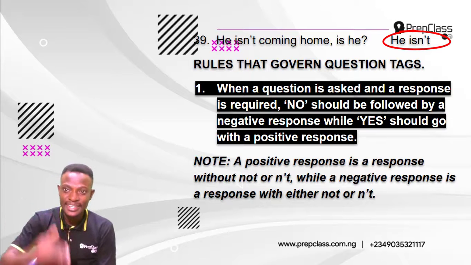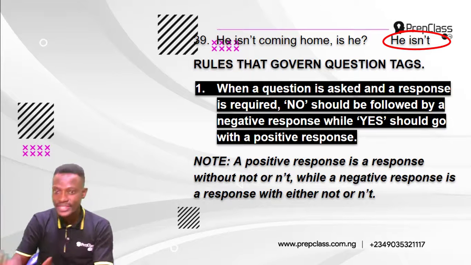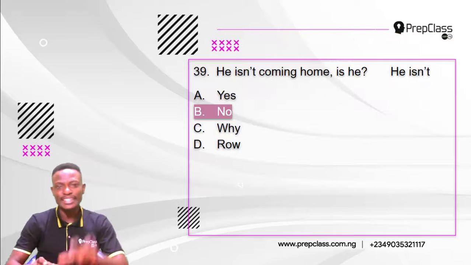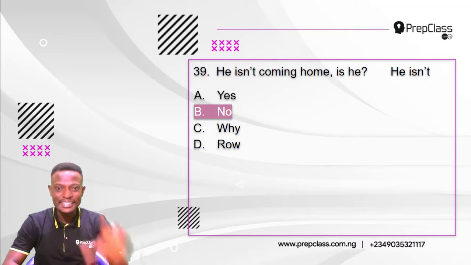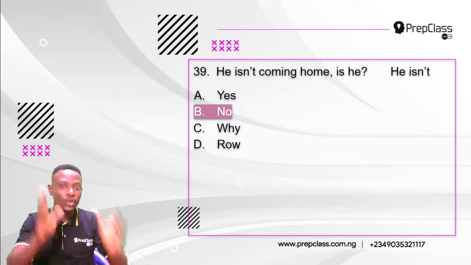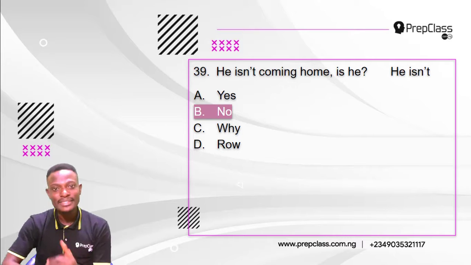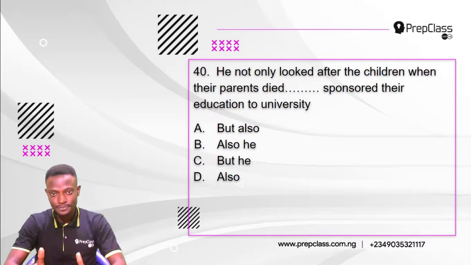Now we have what? A negative response here, he isn't. So we should have no with it. Now the answer is option B, no. He isn't coming home. Is he? No, he isn't. Alright, moving on, question 40.